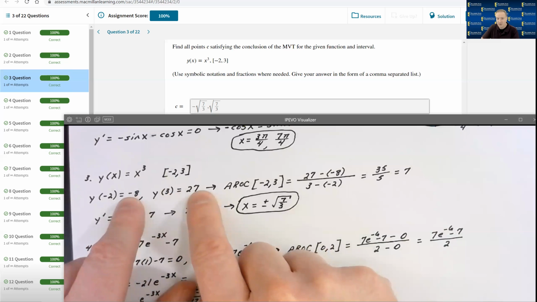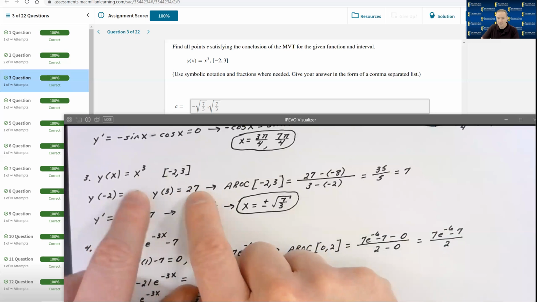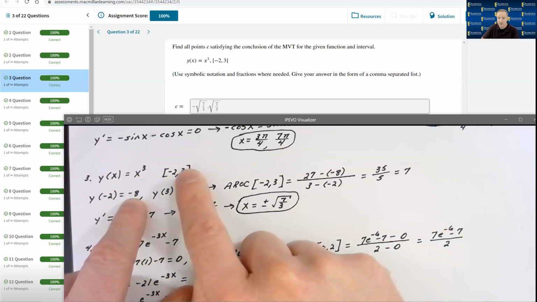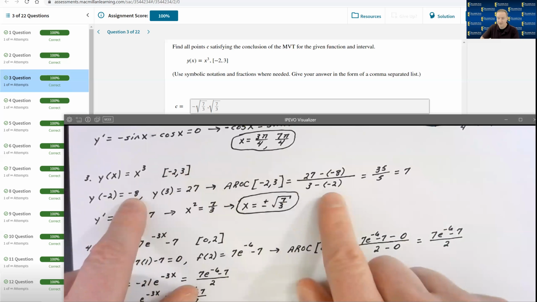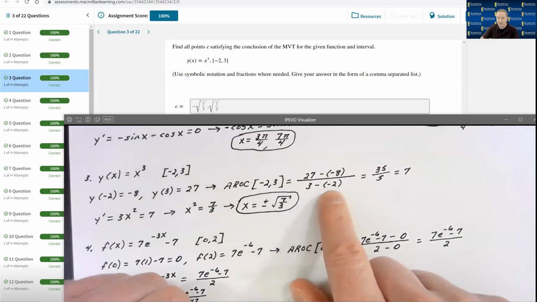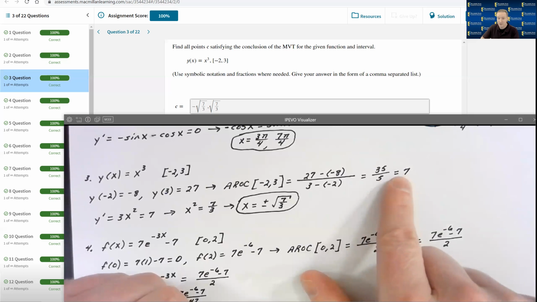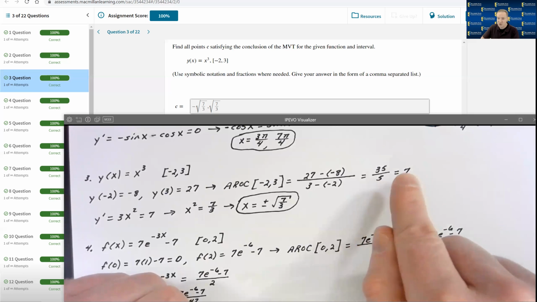So then the average rate of change is just going to be y2 minus y1, 27 minus a -8, over x2 minus x1, 3 minus a -2. And then you can say, well, all right, your numerator is going to give you 35, denominator difference is 5. That's going to divide out to give you a 7. I know that the slope is 7.